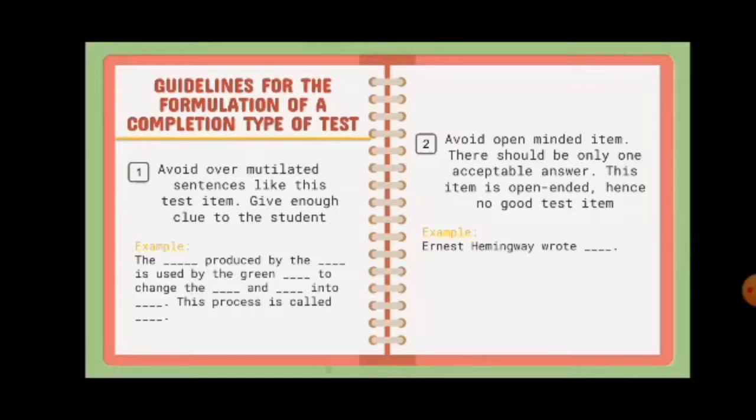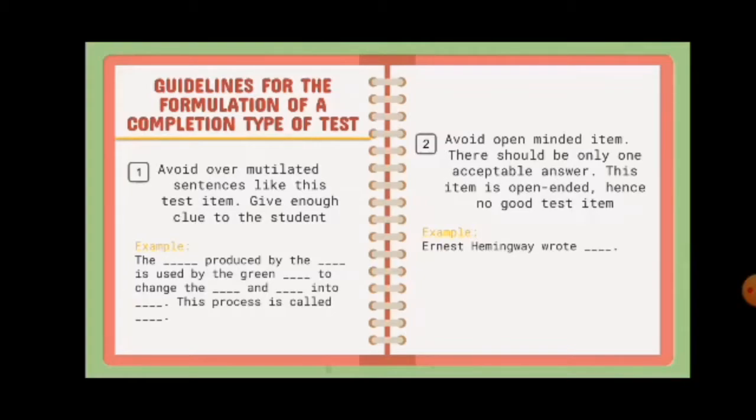So the example is: the blank produced by the blank is used by the green blank to change the blank and the blank into blank. This process is called the blank. So in number 1, it means that we have to give enough clues to answer the item to make it easier for them to answer.